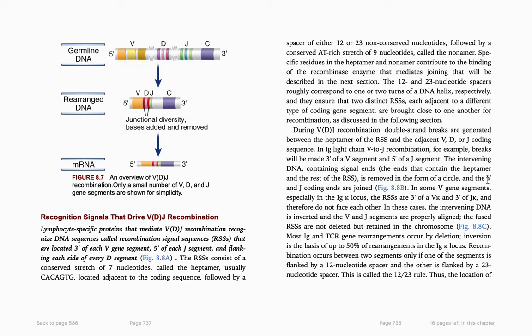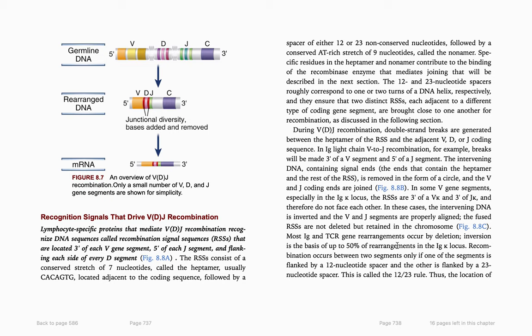In some V gene segments, especially in the Ig kappa locus, the RSS are 3' of V kappa and 3' of J kappa, and therefore do not face each other. In this case, the intervening DNA is inverted and the V and J segments are properly aligned. The fused RSS are not deleted but retained in the chromosome. Most Ig and T cell receptor gene rearrangements occur by deletion, with inversion in the case of up to 50% of rearrangements in the IgK locus.